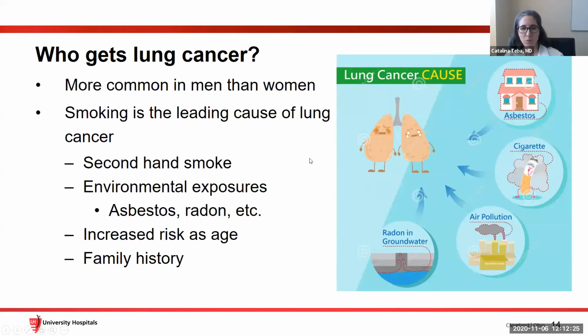Who gets lung cancer? It's more in men than women. Smoking is the leading cause of lung cancer. This slide shows you some other causes, such as radon and air pollution. And unfortunately, as you age, your risk increases. And if you have a family history, you're at higher risk.